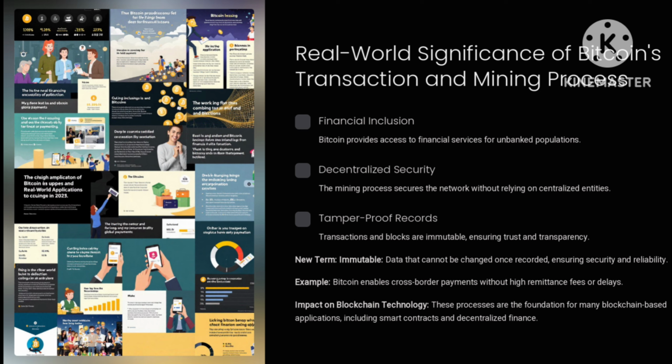Slide 8. Real-world significance of Bitcoin's processes. Finally, let's connect all these concepts to real-world applications. 1. Bitcoin provides financial inclusion by enabling access to financial services for people without bank accounts. 2. Its decentralized security model protects the network without relying on central authorities. 3. The immutability of its records ensures trust and transparency. For instance, someone in a developing country can receive Bitcoin payments without needing a bank account. Similarly, companies can use the blockchain to verify supply chain integrity, ensuring that data hasn't been tampered with.